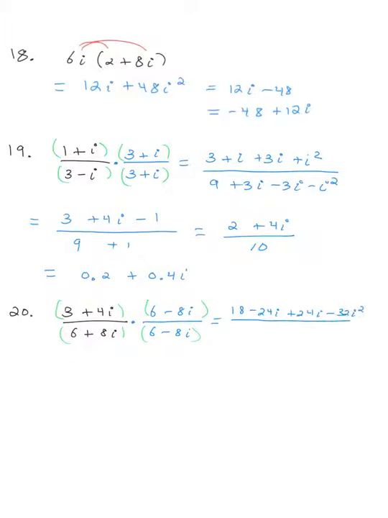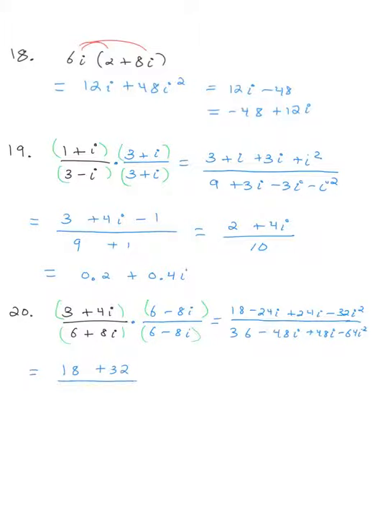Great. In the denominator, we have 6 multiplied in gives us 36 minus 48i. Multiplying in the 8 gives us plus 48i, and then minus 64i squared. All right, combining like terms. In the numerator, we have 18. The 24i's cancel. i squared is negative 1, so we actually get plus 32.